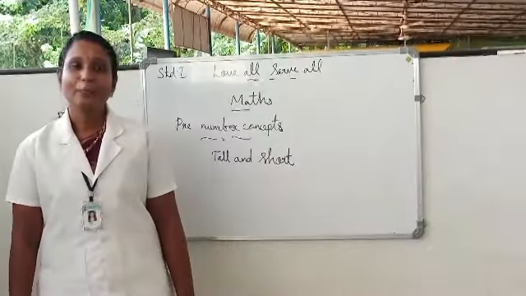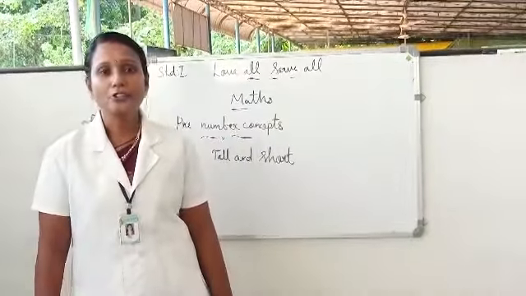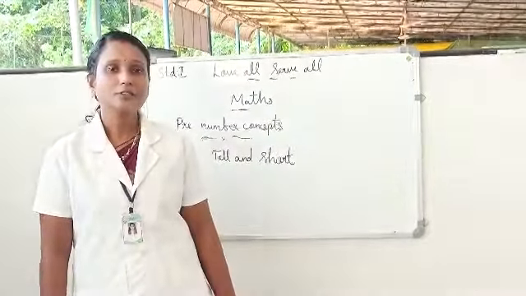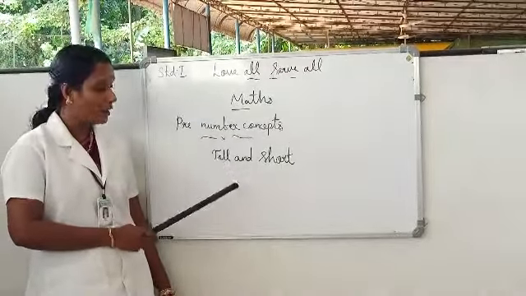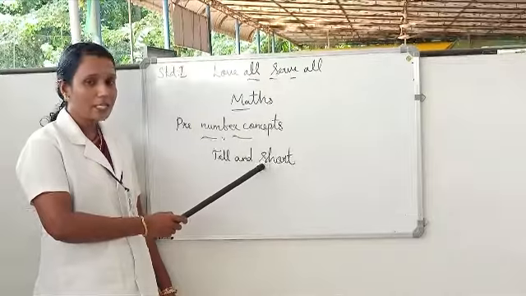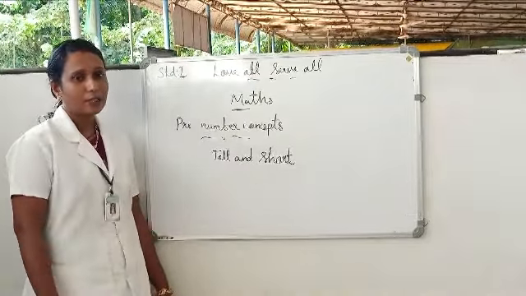Children, when we compare the object based on their length, we get tall and short objects. Tall and short. T-A-L-L, tall. And short, S-H-O-R-T, short. Tall and short.